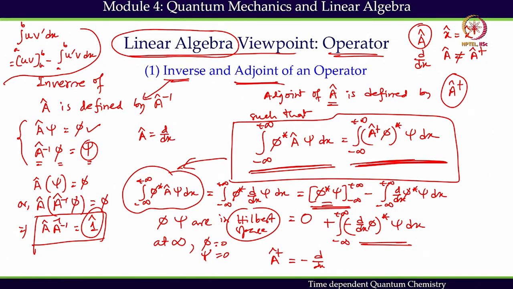One can very easily prove that if the operator is i d dx, then it will be equal to its adjoint. One can prove this. So with this idea, what we are seeing is that the adjoint can be found analytically with this integration expression, and one can find the adjoint of different operators. Sometimes I may have a situation where the adjoint is equivalent to the operator itself.